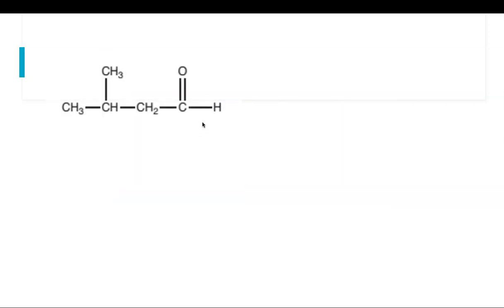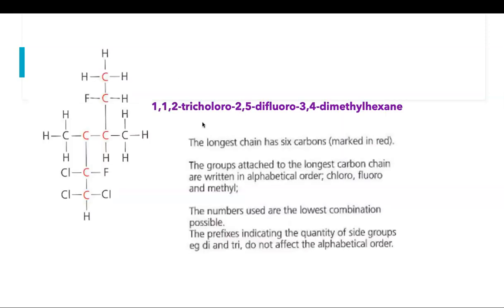methyls attached. So we will call this one 1,1,2-trichloro-2,5-difluoro-3,4-dimethylhexane. Now, my advice would be pause the video here and try to work this molecule out yourself.